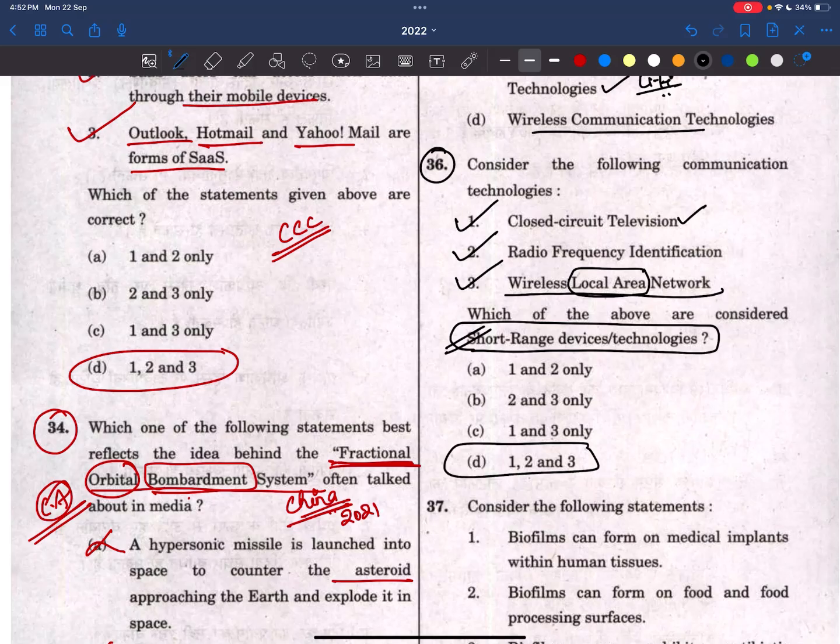Now what you have to do? UPSC is asking about short range devices, so definitely we also have to read about long range devices, and also see RFID and its applications, and local area networks. Let's try to read about them. Some basic knowledge is more than enough. Since UPSC has given these words in the options, you have to read about these things.